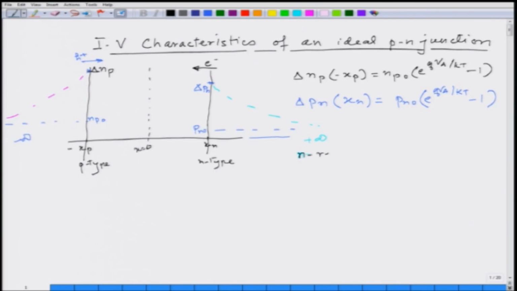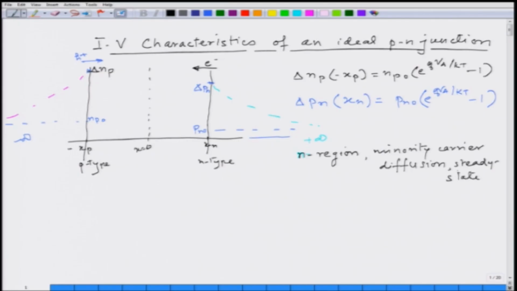For the n region, this is a problem of minority carrier diffusion of holes, and we are interested in a solution when I have applied a voltage. So, we are looking at a steady state solution. What is going to happen in steady state?